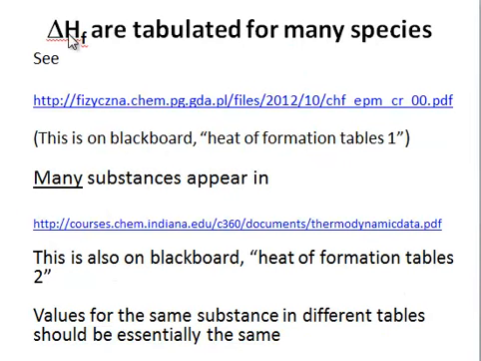These handouts that are on Blackboard are actually drawn from these two websites. You'll see this one on Blackboard as Heat of Formation Tables 1. Many substances also appear in this file, which is on Blackboard as Heat of Formation Tables 2. Table 2 is the big one. There are many more things in Table 2 than in Table 1. Values for the same substance in different tables should be essentially the same. So if you look up heats of formation in two different tables, you should see essentially the same value for whatever substance you're looking at.